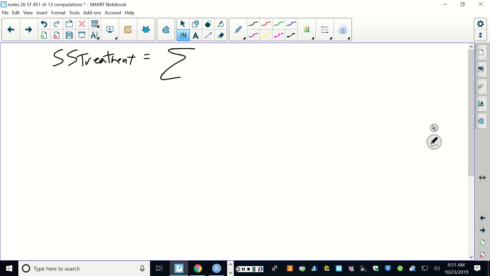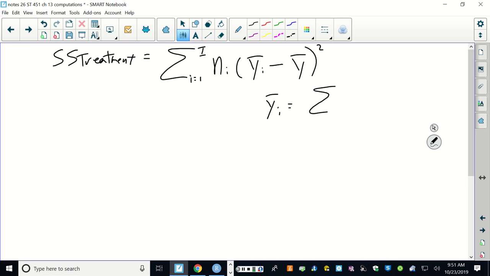We're going to take a sum over the different values of the treatment, of the number of observations given a certain treatment, times the average in the treatment group minus y bar, squared. And this y bar i is then the sum over all the blocks of all the individuals that have that treatment i applied. So treatment i.